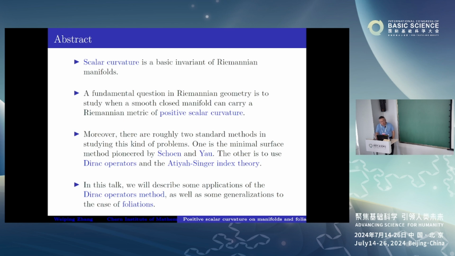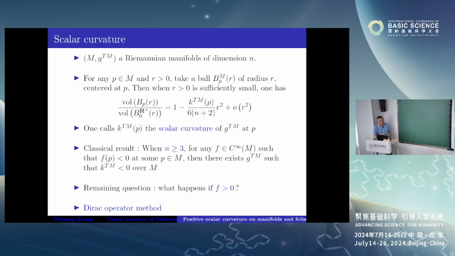Moreover, there are roughly two standard methods in studying this kind of problem. One is the minimal surface method pioneered by Schoen and Yau. The other is to use Dirac operators and the Atiyah-Singer index theory. So in this talk, we will describe some applications of the Dirac operator method, as well as some generalizations to the case of foliations, as mentioned in the FSA.